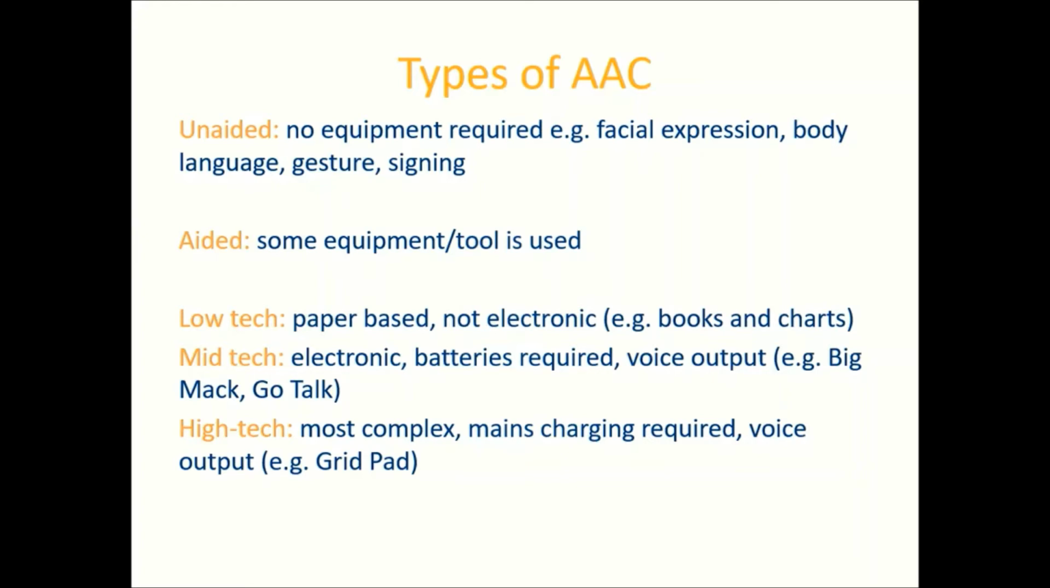Aided AAC is a type where some kind of equipment or tool is used, and that can be further split up into three categories. So we've got low tech, which is basically paper-based. It's not electronic, you don't need batteries, and it doesn't need a power source. You've got mid-tech, which is a little bit of tech. It might need batteries and it's got some voice output. So a Big Mac or a GoTalk would fit into this category.